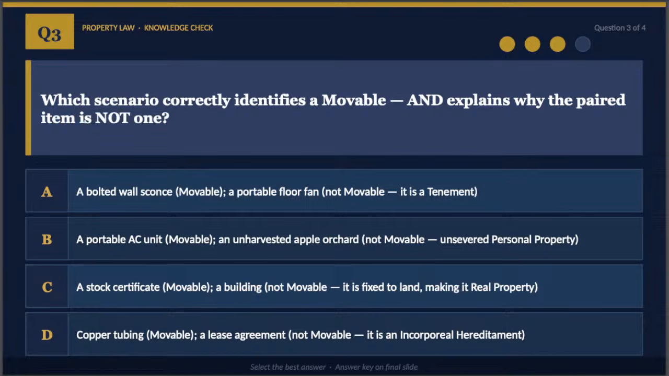All right, so let's look here. Which scenario correctly identifies a movable and explains why the paired item is not one? A, a bolted wall sconce, which is movable, and a portable floor fan, which is not movable. It is a tenement. So, one's movable, the other one's not. Which one correctly identifies and explains properly why the other one isn't? So, this one here, A, a bolted wall sconce.